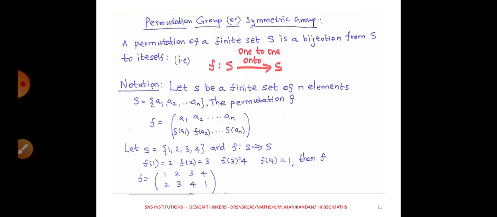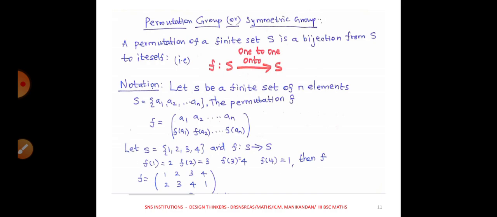Next we define the permutation group or symmetric group. A permutation of a finite set S is a bijection from S to itself. That is, we take a finite set S and define a mapping F which is one-to-one and onto from S to S. Then we call it a permutation. Now let S be a finite set of n elements, so S consists of elements A1, A2, A3, ..., An. The permutation F can be written as A1 mapped to F of A1, A2 mapped to F of A2, etc., An mapped to F of An.